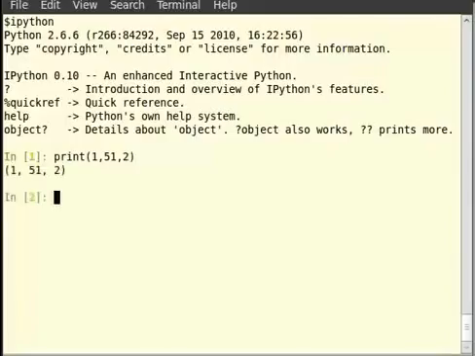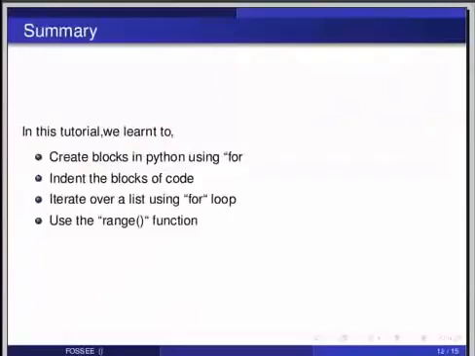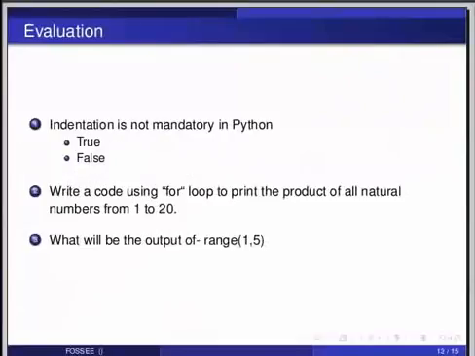So this brings us to the end of this tutorial, and in this tutorial we have learned to create blocks in Python using for loop, indent the block of code, iterate over a list using for loop, and use the range function. And here are some self-assessment questions for you to solve. First one, indentation is not mandatory in Python. Is it true or false? Second one, write code using for loop to print the product of all natural numbers from 1 to 20. And the third one, what will be the output of range 1, 5?